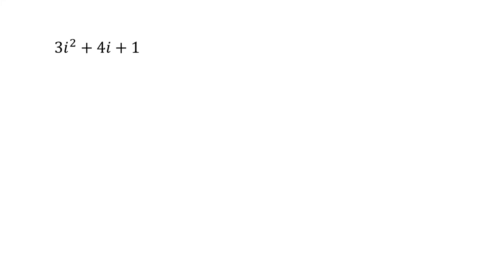So just going to run through the first few examples, probably 2 in this video, 2 in the next. We're starting with 3i squared plus 4i plus 1. Our first thing to do is find two things which multiply to give the 3 times the 1.